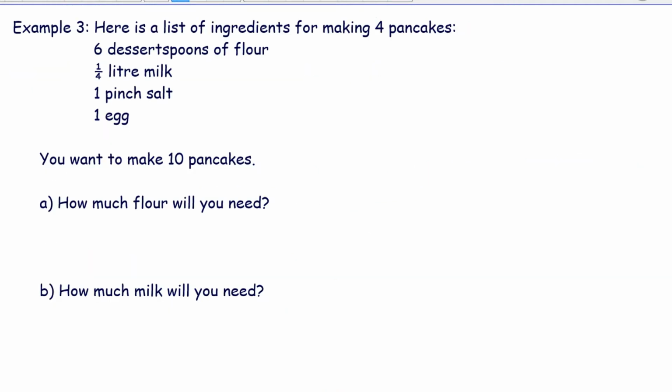Example 3. Here is a list of ingredients for making 4 pancakes: 6 dessert spoons of flour, a quarter liter of milk, 1 pinch of salt, and an egg. You want to make 10 pancakes. How much flour will you need? So you can go ahead and form an equation. Remember, we are trying to apply proportion.